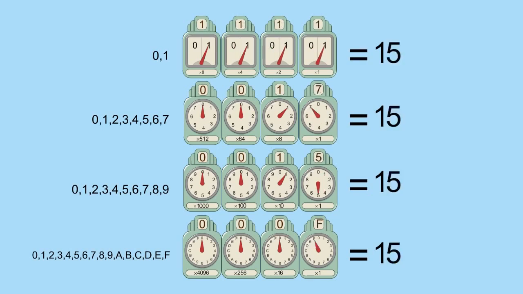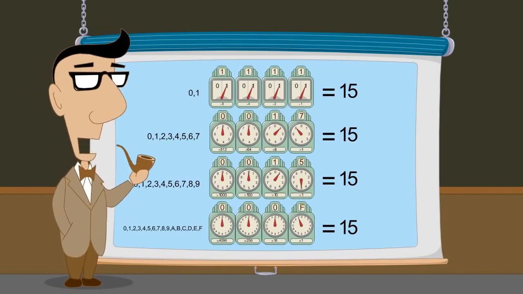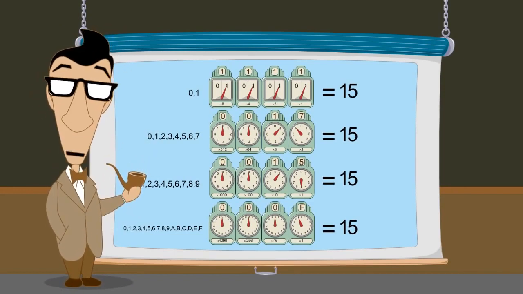So using positional notation, we can create a number system using any natural base we like. Try creating one of your own. Who knows, it might catch on.